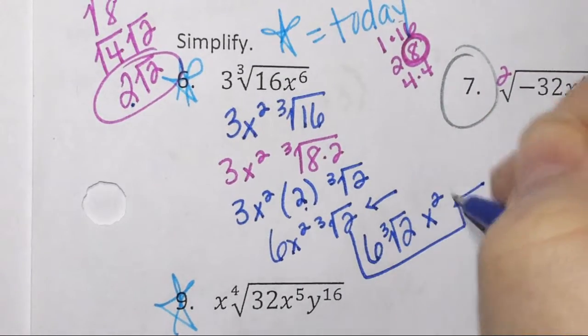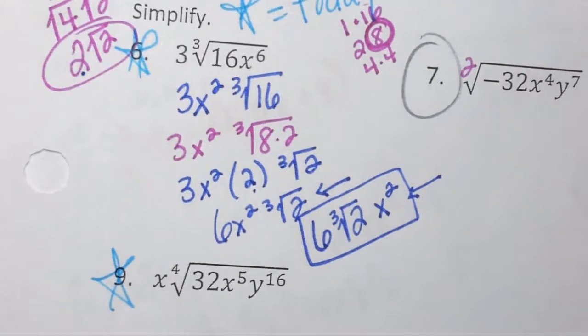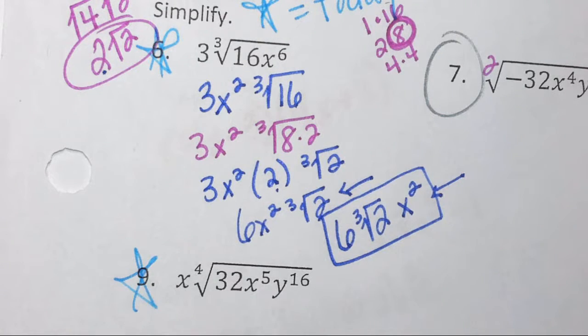But Caitlin wants to be careful. Either way, if she does this one, she wants to make sure that radical symbol does not extend over that x squared. You got to be careful about your symbols.